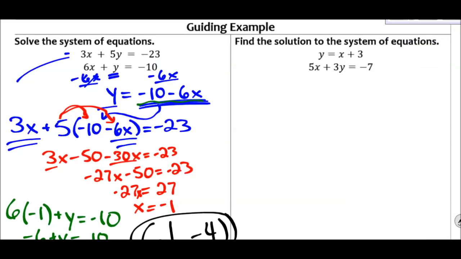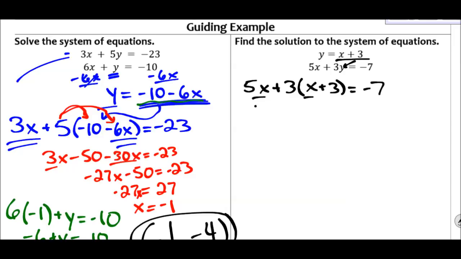All right, on my second one, y is already by itself, so I already have an expression for y. I'm going to take this and put it right in place of that y. I'm going to substitute that whole expression, x plus 3, in place of y. I have 5x plus 3 times the entire thing, x plus 3, equals negative 7. Now I'm just going to solve that equation for x. I just have one variable now.